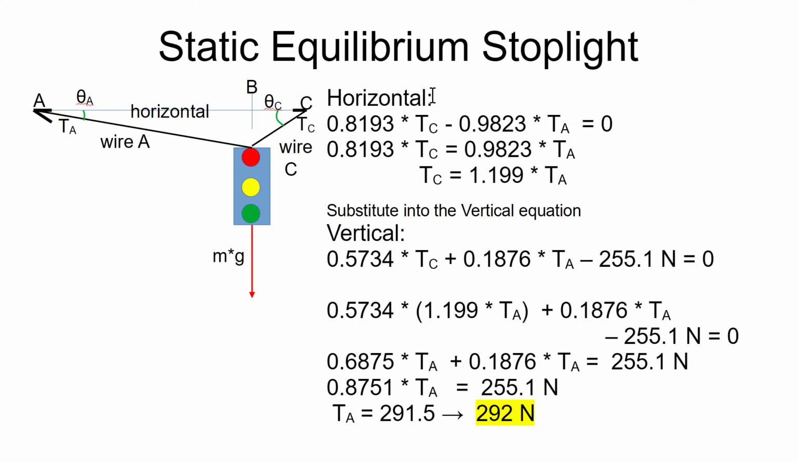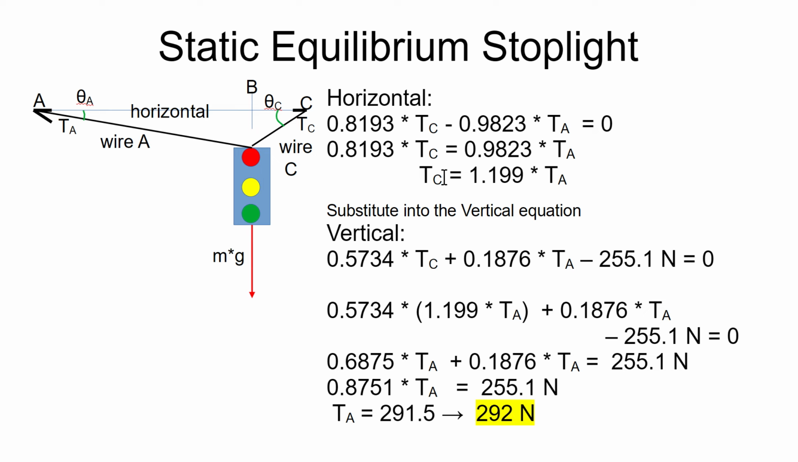So first, in this horizontal direction, I'm going to solve for T sub c. I'm going to solve for a T sub c expression, not a number. But T sub c is equal to 1.199 times T sub a. You might want to pause the video and inspect this a little bit. This is just copied from the previous slide. I've moved this term to the right side so it becomes a positive. I divided by 0.8193 on both sides. So T sub c, wherever that appears, it can be replaced with 1.199 times T sub a.